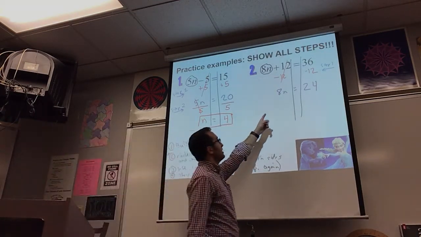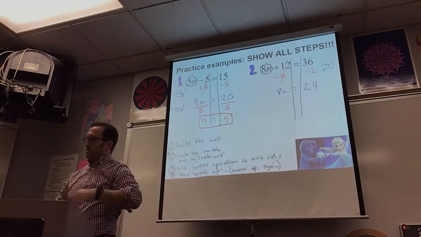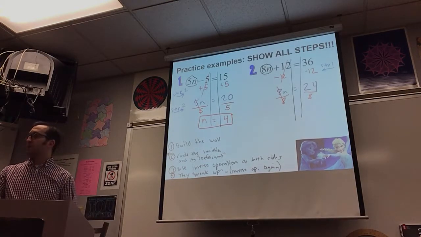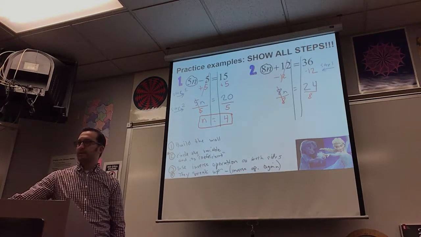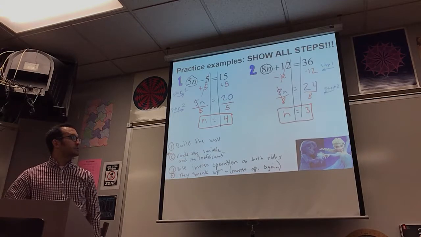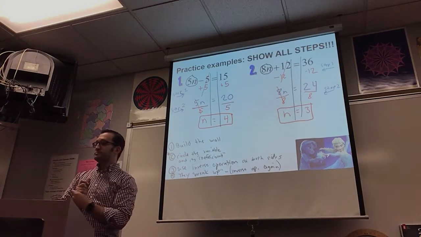This says n times 8. The inverse of that is divided by 8. The 8's will cancel because 8 divided by 8 is 1. What's left on the left? And what's left on the right? 3. All right. And that was our step 2. Okay? So here we go.